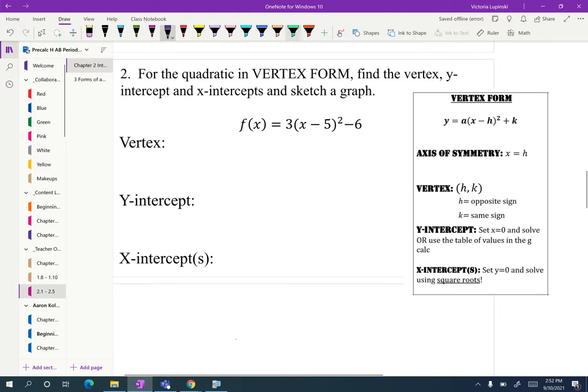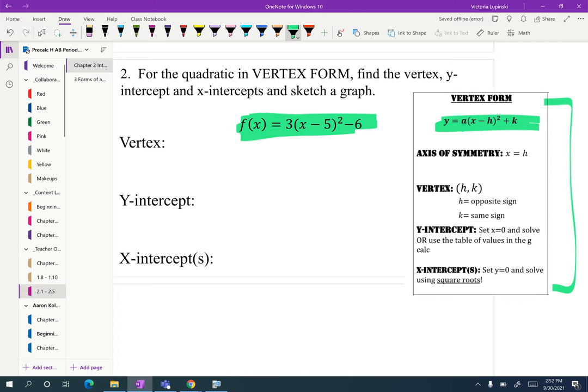So in vertex form, notice that it looks completely different. There are no A, B's, and C's. Instead, there are H's and K's. So again, to find these characteristics, please use this information. In order to find the vertex from vertex form, it's going to be the ordered pair (h, k). You're going to always do the opposite h and the same k. So in this problem here, you're going to look inside, x minus 5, do the opposite. Look outside, minus 6, and keep the same sign.